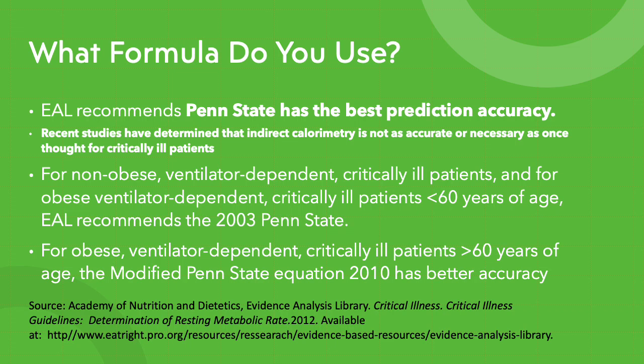The important things that you need to remember for the exam and in your practice is that the research points to the Penn State equation as being the most accurate if your patient is on a ventilator. If your patient is obese, the modified Penn State formula is most accurate if your patient is on the ventilator and is greater than 60 years old. Otherwise, you need to use the ASPEN guidelines for obesity. And then if your patient is not critically ill, then Mifflin-St. Jeor is the most accurate.